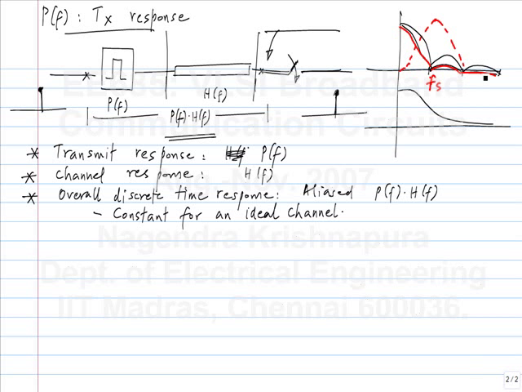After sampling you will have it in discrete time, so it is always repetitive. The discrete time response always repeats at the sampling rate.